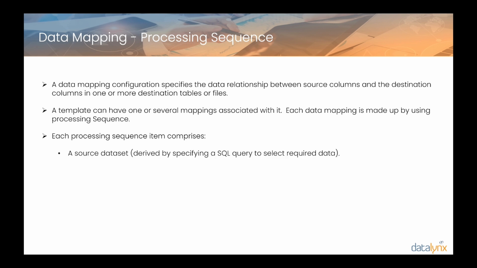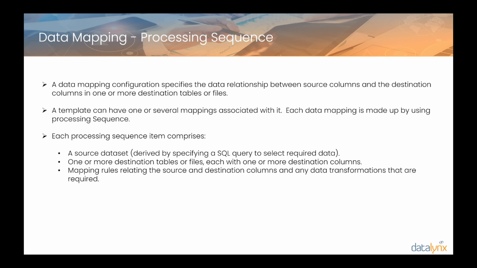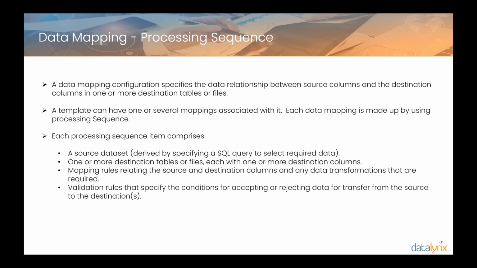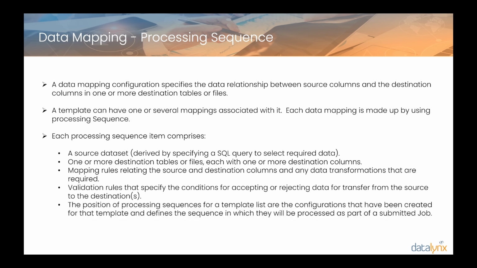Each processing sequence item comprises a source dataset, derived by specifying a SQL query to select required data; one or more destination tables or files, each with one or more destination columns; mapping rules relating the source and destination columns and any data transformations that are required; and validation rules that specify the conditions for accepting or rejecting data for transfer from the source to the destinations. The position of processing sequences for a template list are the configurations that have been created for that template and defines the sequence in which they will be processed as part of a submitted job.